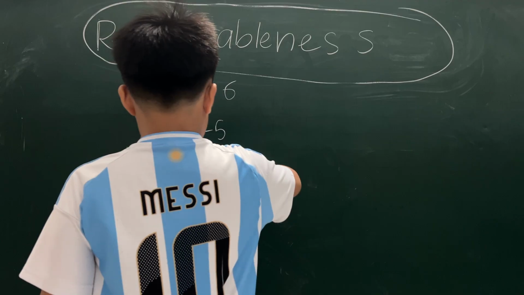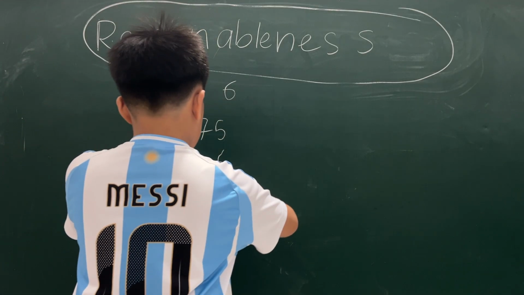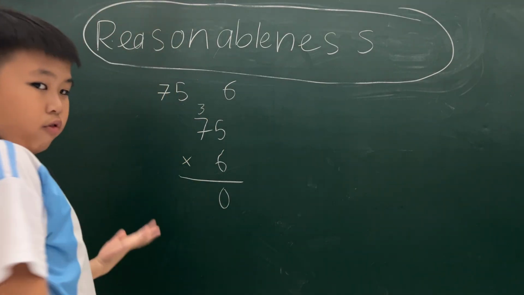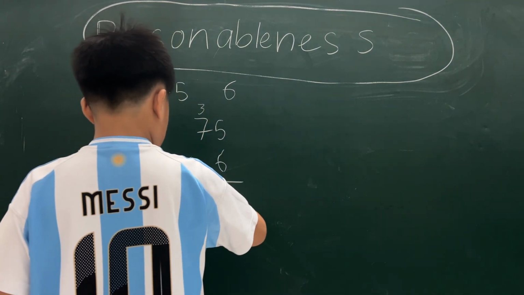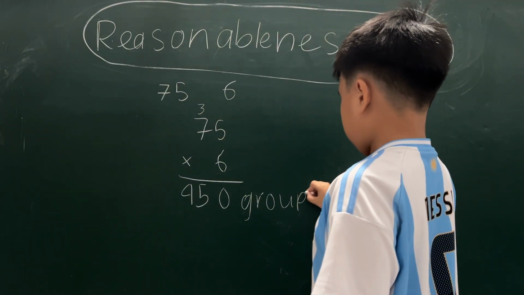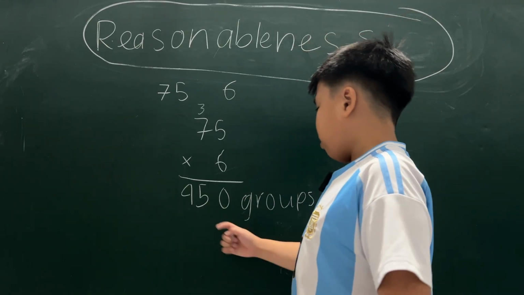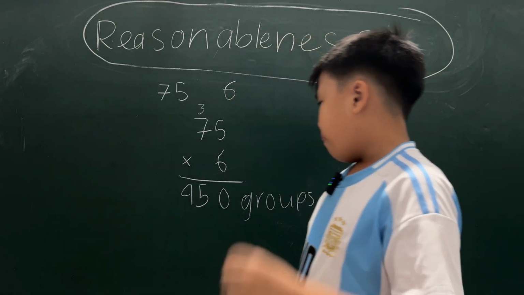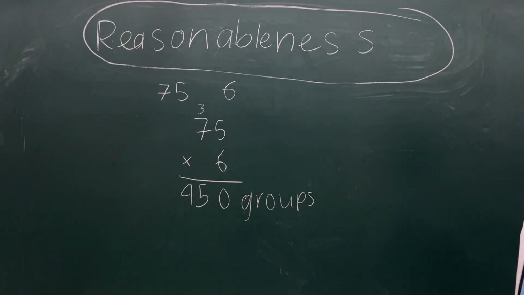So, try to multiply with me. 75 times 6. 5 multiplied by 6 equals 30. Write the 0, put the 3 here. 7 multiplied by 6 equals 42. 42 plus 3, and right here is 45. 450 groups. What? 450 groups? That's even more than 3 schools altogether. Man, 450 groups? That doesn't even make any sense.